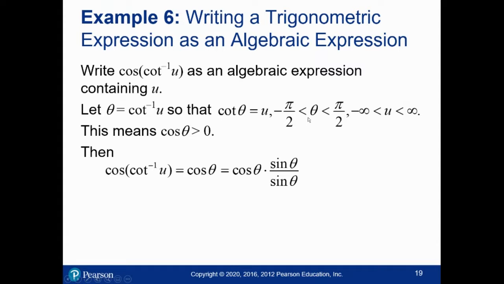So if I let theta be this angle, we're just replacing arc cotangent of u with theta, and now I know this is going to be positive, because the cosine of any angle is positive in quadrants 1 or 4.